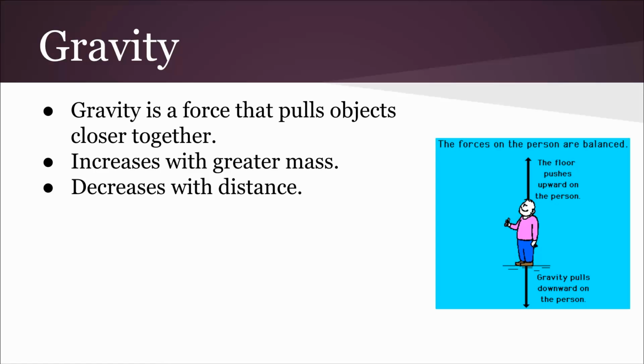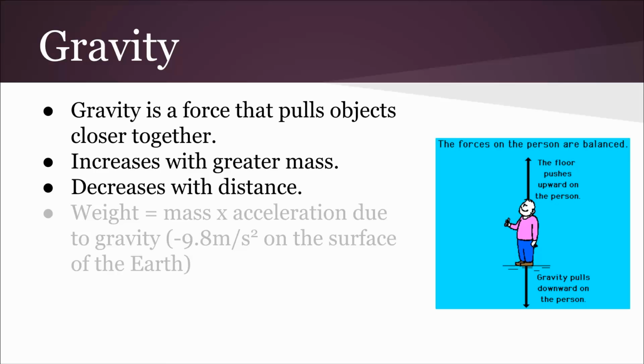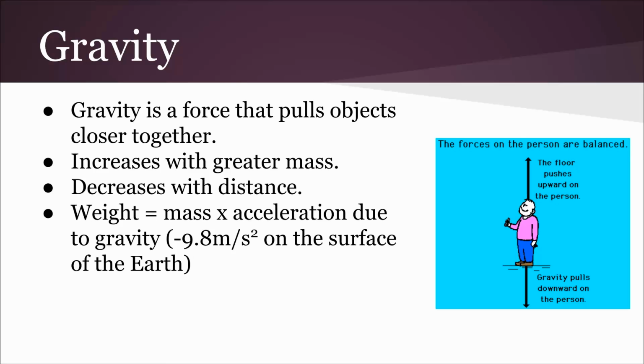It decreases with distance. So the farther away you are from Earth, the less gravity Earth exerts upon you. The farther away you are from the Sun, the less gravity the Sun exerts upon you. Greater mass increases it, distance decreases it. Weight equals mass times acceleration due to gravity. So on the Earth's surface, that's negative 9.8 meters per second squared. It's negative because it's downwards.